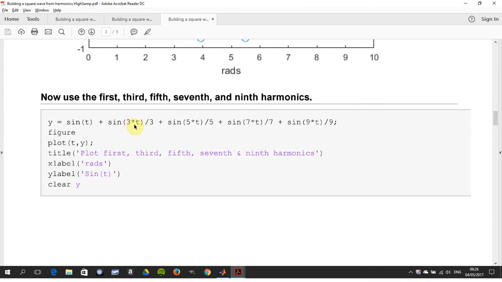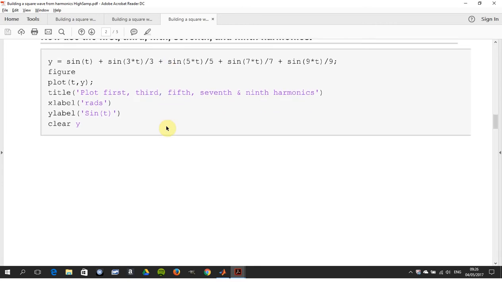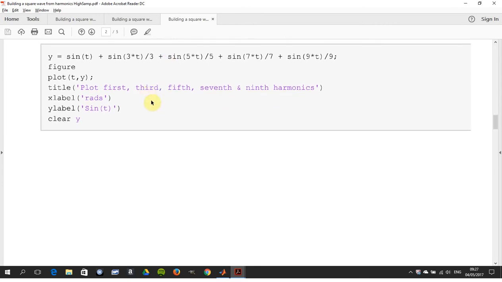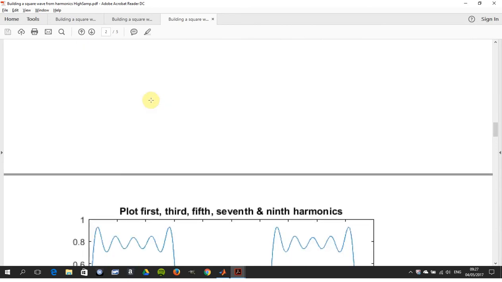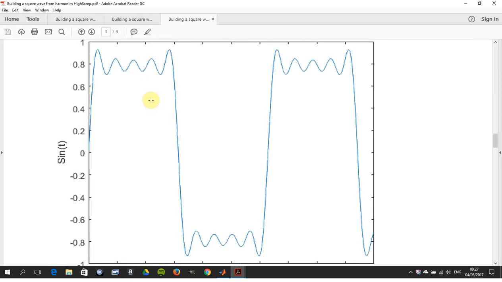Then, still doing it by hand, we do the 3rd, 5th, 7th, and 9th harmonic. And we put on the x label, the y label, etc. And that definitely looks better.